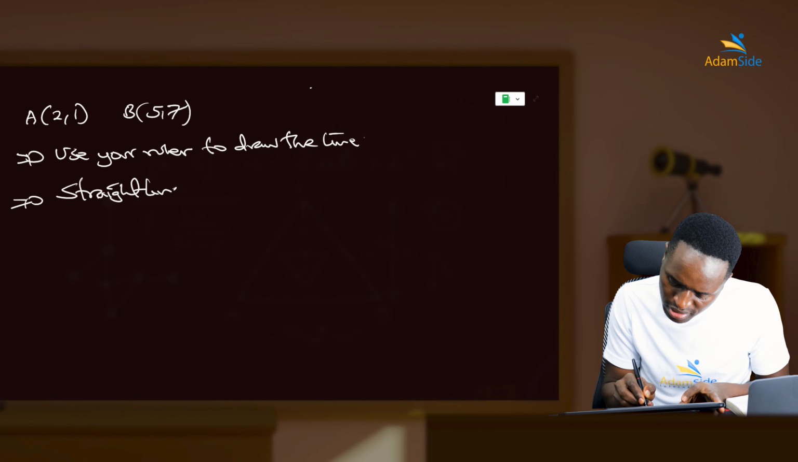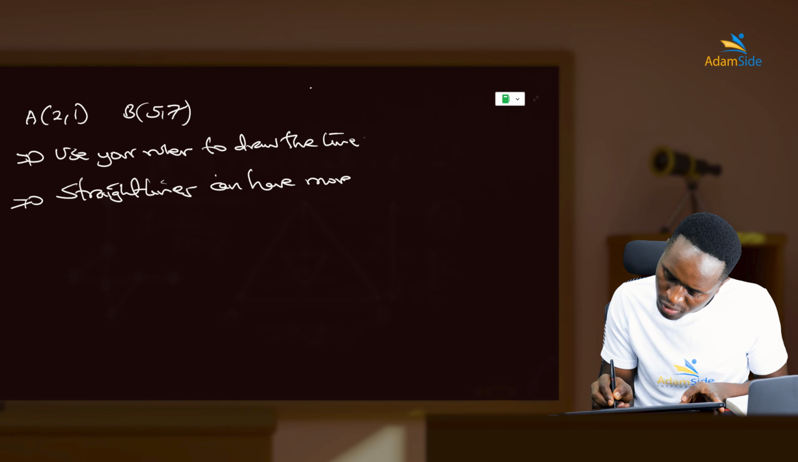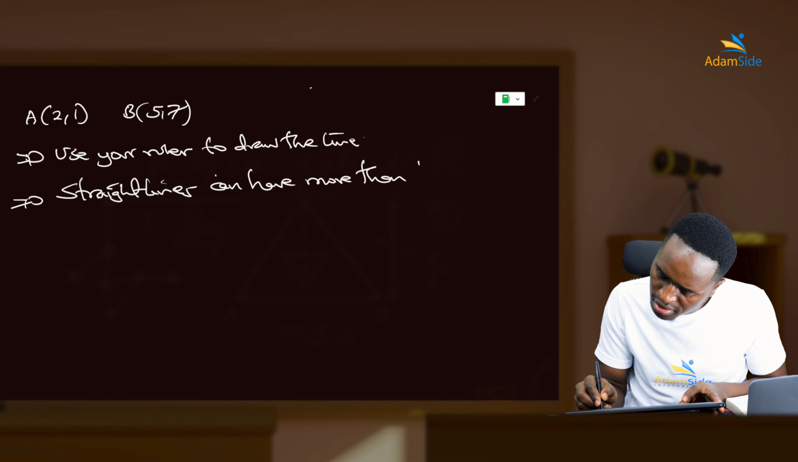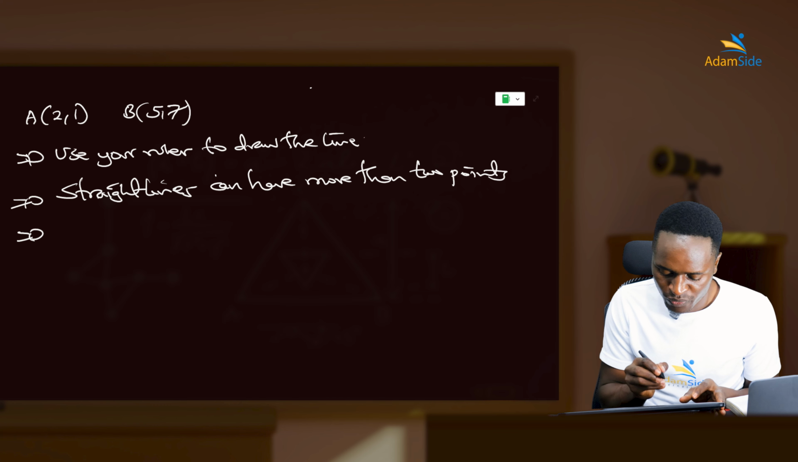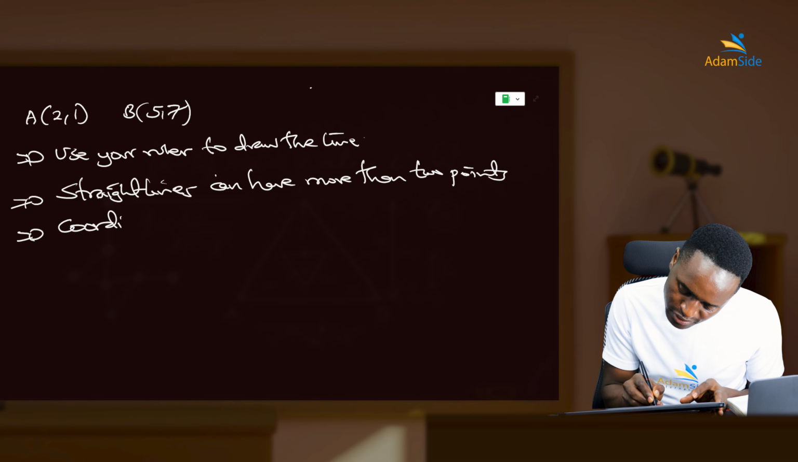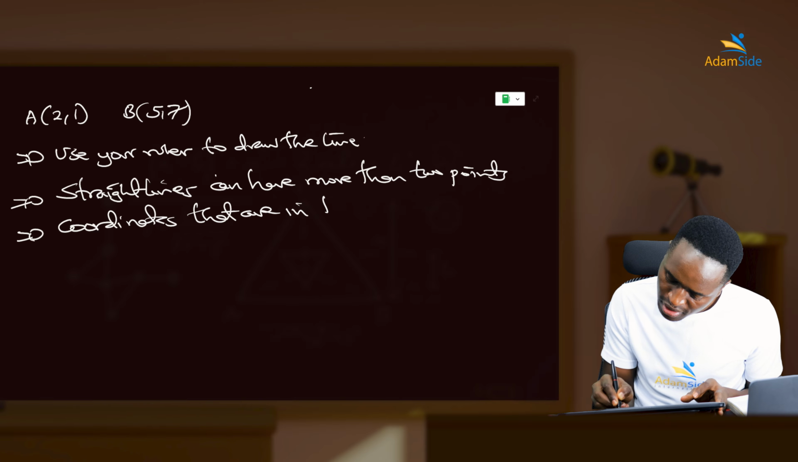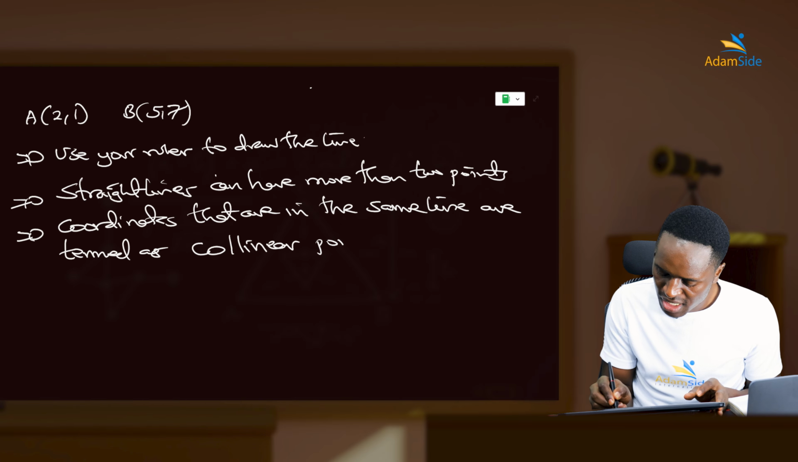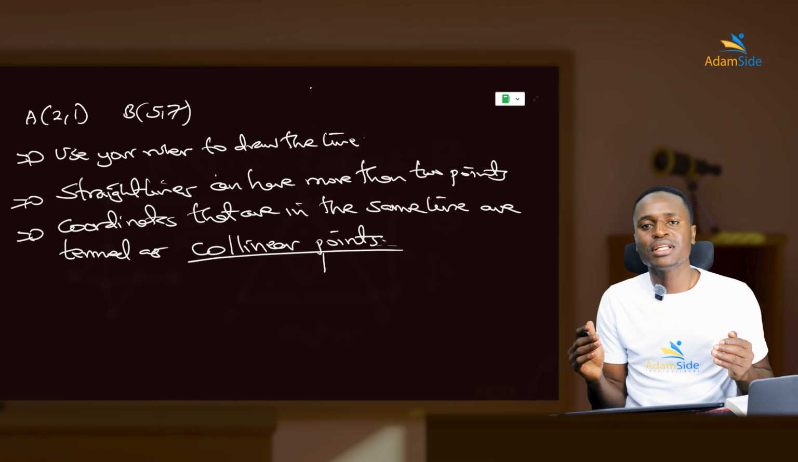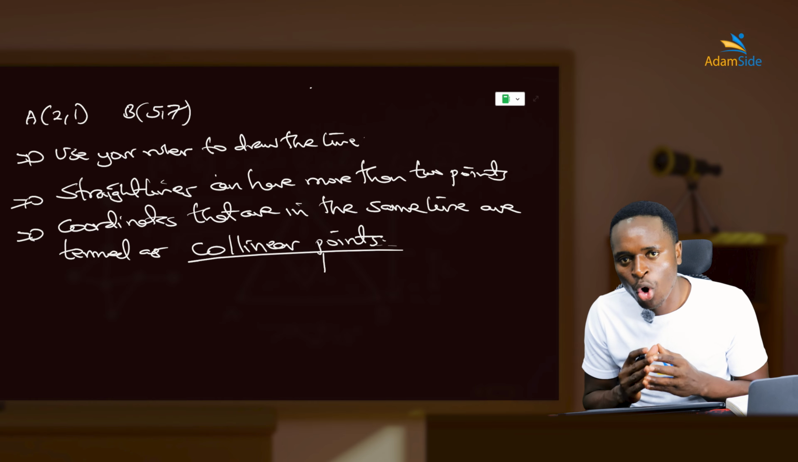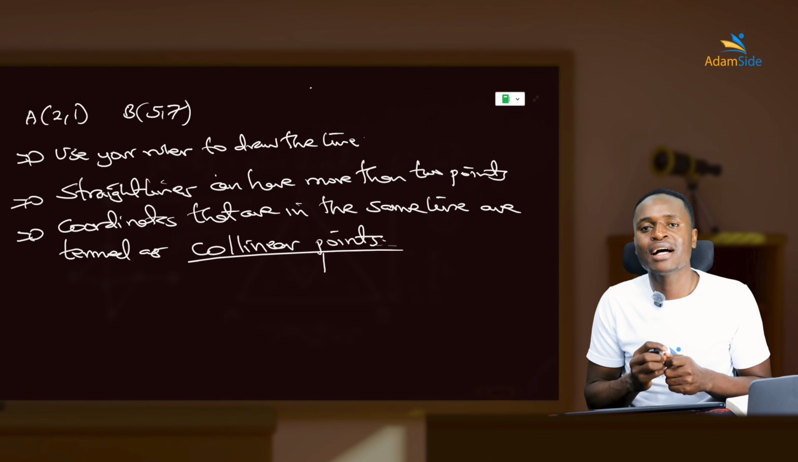We say straight lines can have more than 2 points. Another term for point is coordinate. We say coordinates that are in the same line are termed as collinear points. These are coordinates that are in the same line. They are termed as collinear points.